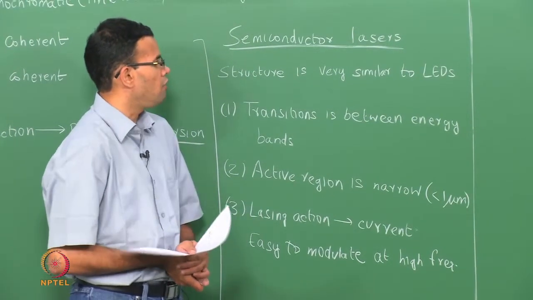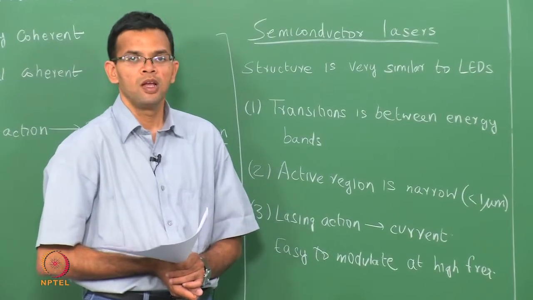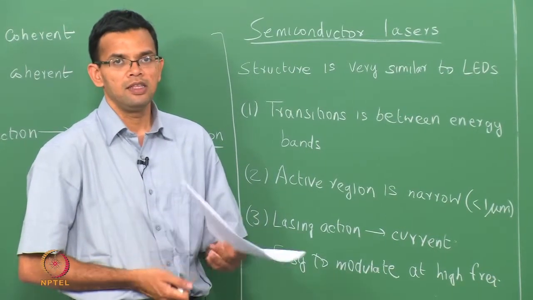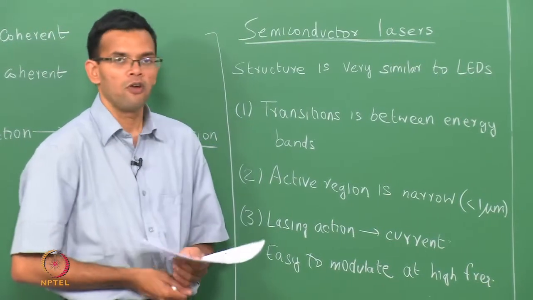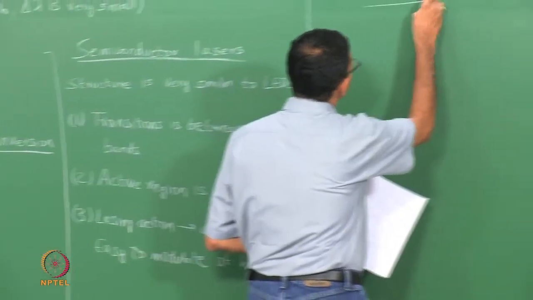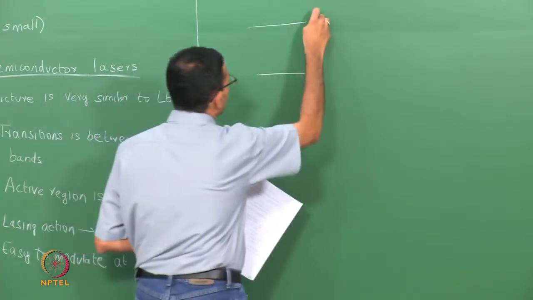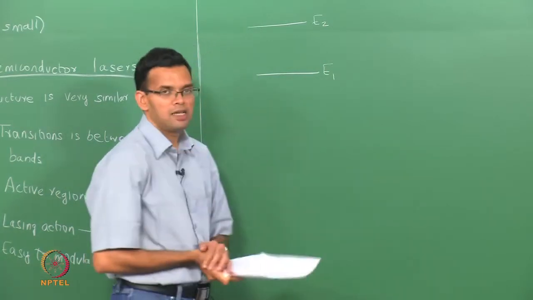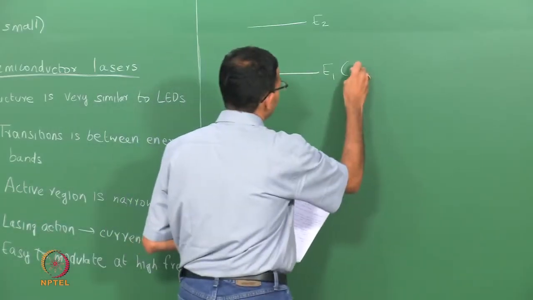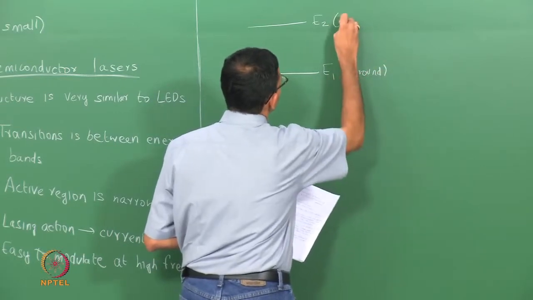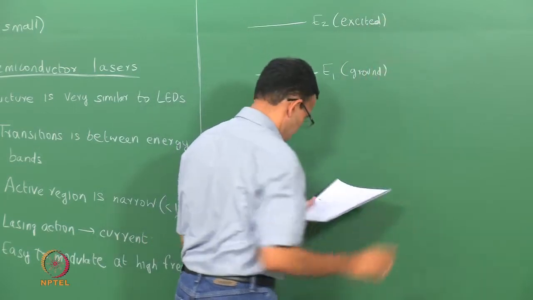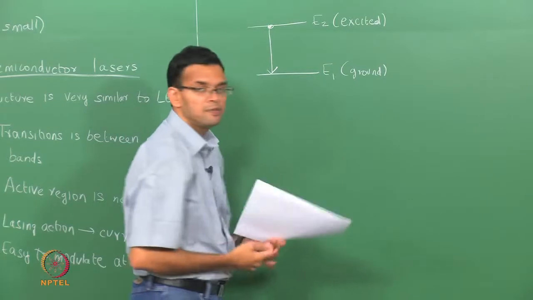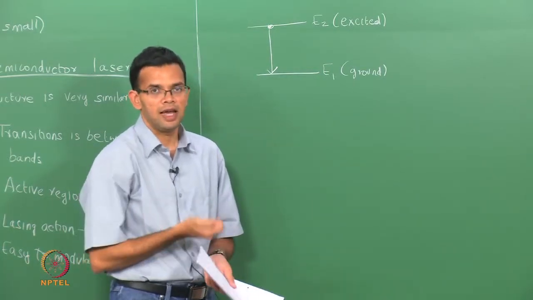So, we said that the structure of a laser is very similar to that of an LED. If you remember, in the case of an LED, we had electrons in the conduction band and holes in the valence band, and these two recombined in order to give you radiation. If I were to show that schematically, I have two energy bands, we call one E2, the other E1. In a generalized sense, we can also think of E1 as the ground state and E2 as the excited state. So, I have an electron in the excited state, which basically relaxes back to the ground state.